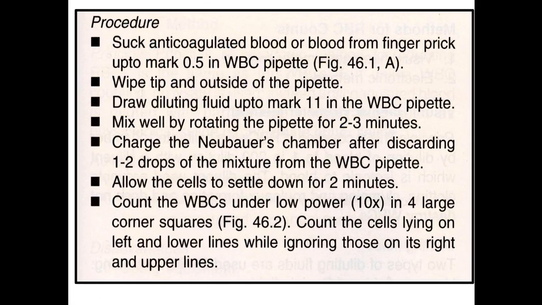Now coming to the procedure, we need to draw anticoagulated blood or blood from a finger prick up to the mark 0.5 in the WBC pipette. Then you wipe the tip and outside of the pipette, and draw the diluting fluid up to mark 11 in the WBC pipette. Once this is done, you need to mix well by rotating the pipette for 2 to 3 minutes. This mixing is very essential to prevent any errors later.